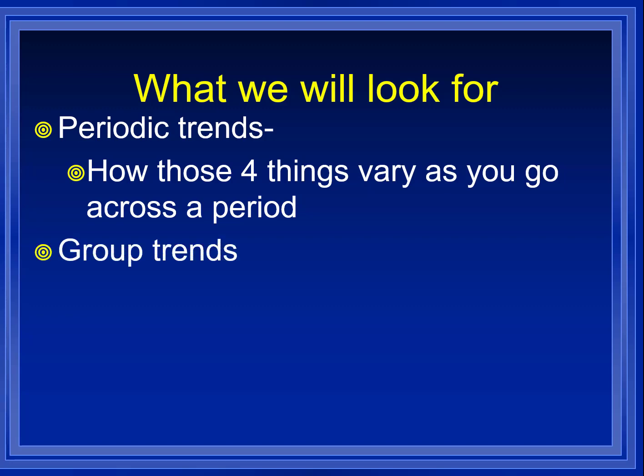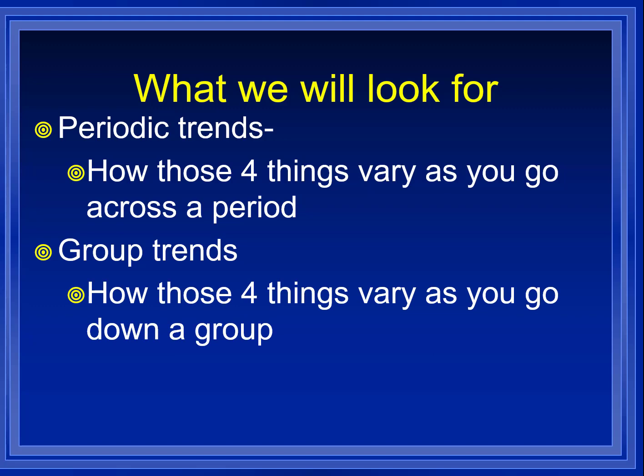Okay. Group trends. Well, if a periodic trend is what happens as you go across a period, what do you think a group trend is? How those 4 things vary as you go down a group. What happens to the electronegativity as you go down a group? Okay. So as you go down, what happens to size? What happens to ionization energy? So that is what happens to how hard it is to pull off an electron. Okay. And then why those trends are there.